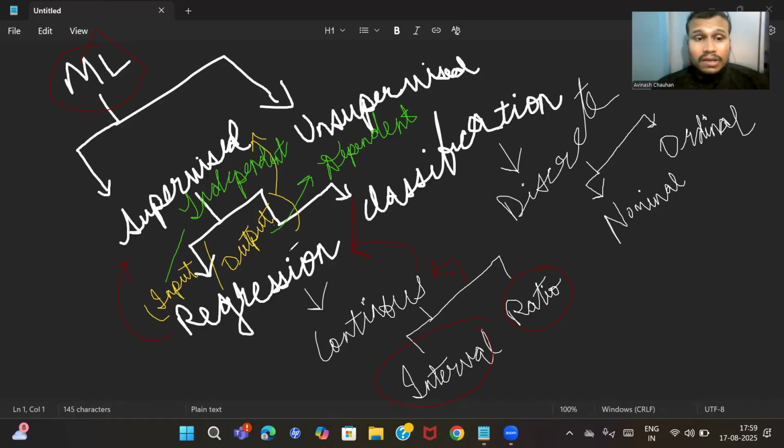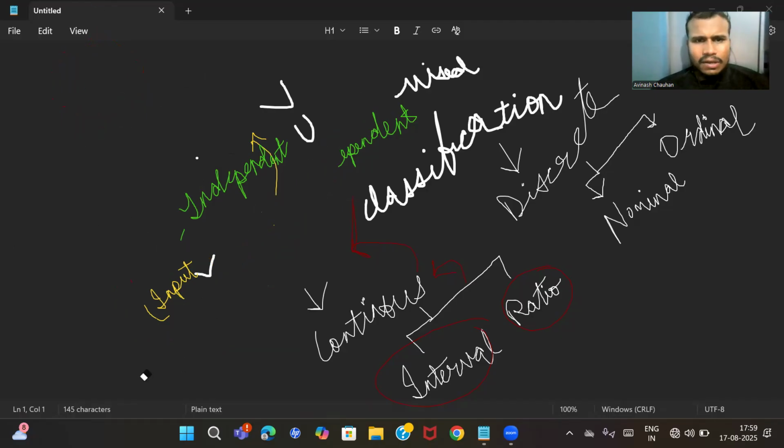And in supervised learning, what problem are we going to solve? Obviously, it's a regression problem. What type of data does it hold? It holds continuous data. So these are all the things we have discussed till now.